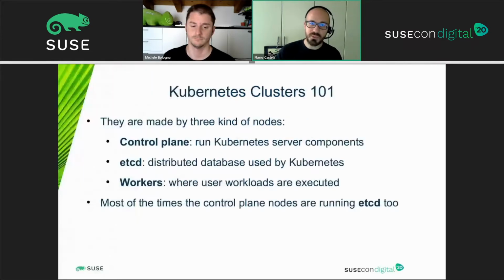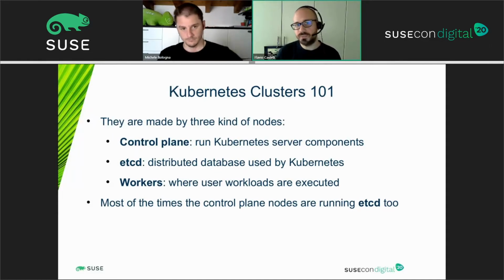So without further ado, let's start with some basic concepts. Kubernetes clusters are made by basically three kinds of nodes. You have control plane nodes, also called master nodes, and these are the nodes where the Kubernetes server components are running. Components like the API server, the scheduler, controller manager, they are running on the control plane nodes.